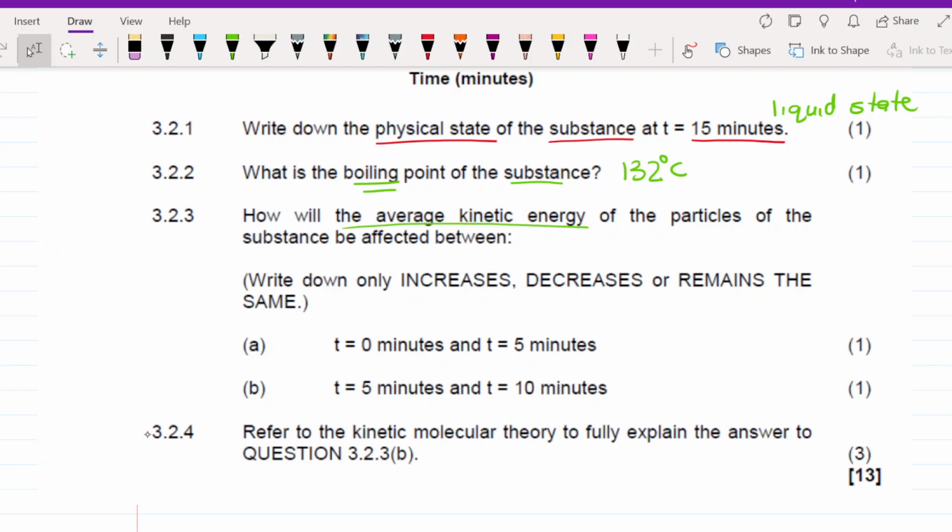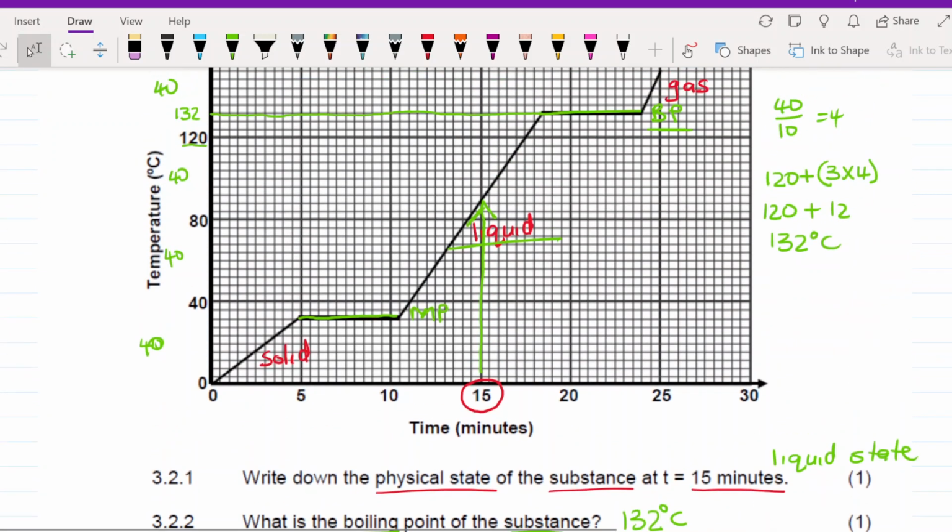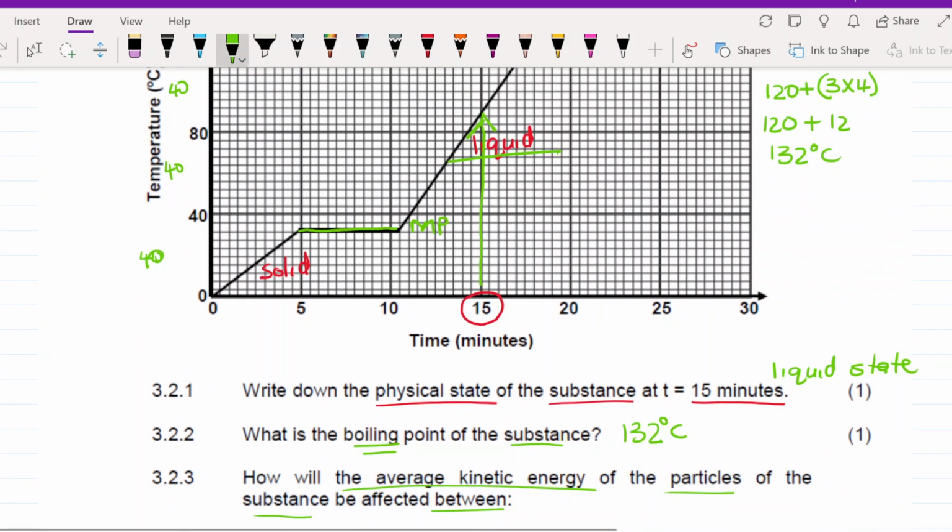How will the average kinetic energy of the particles of the substance be affected? Write down only increase, decrease, or remain the same at t equals 0 minutes to t equals 5 minutes. So from 0 minutes to 5 minutes, from here, from 0 to 5, how will the average kinetic energy be affected? Is it going to increase, decrease, or remain the same?